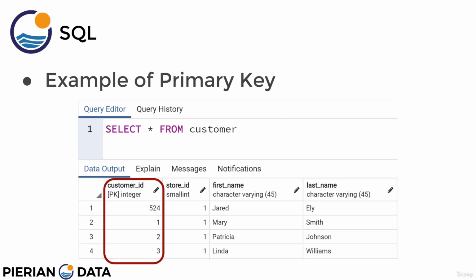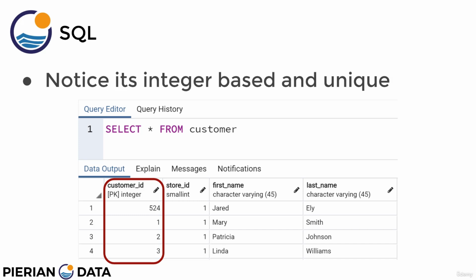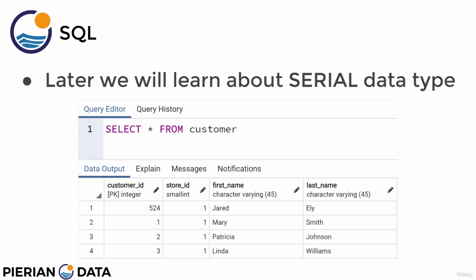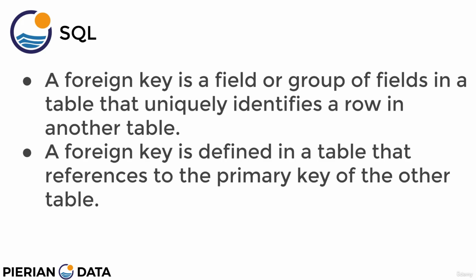You wouldn't want to use something like the first name as a primary key because people can share the same first name. However, they cannot share this unique integer ID. So again, it's integer-based and unique. Later on, we're going to be learning about the serial data type, which is actually a way of automatically creating these unique integers for us as we enter more data into a table.